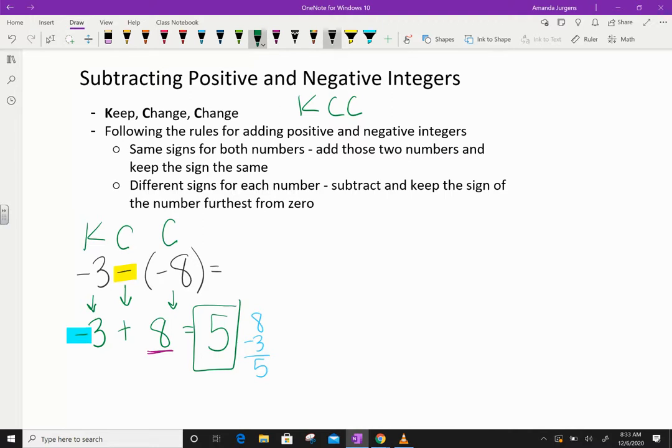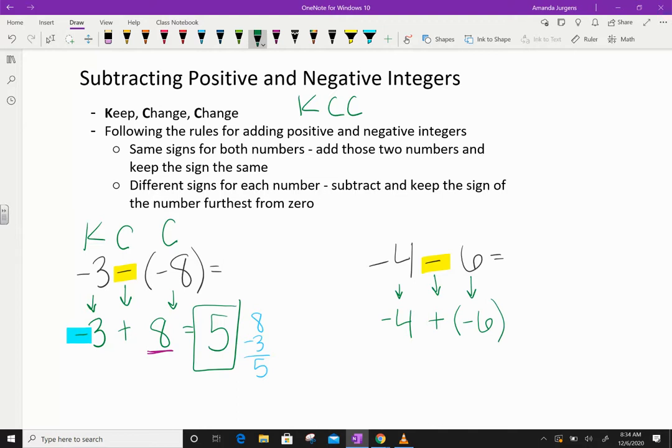Let's go ahead and do another example together. Let's say I have a -4 minus 6. Again, I can see right away that I have this minus symbol. That means this is a subtraction problem. So I need to do keep, change, change first. I'm going to keep my -4 the same. I'm going to change the minus to a plus. And I change my second number to its opposite. Now this is a +6. So I need to change that to a -6.